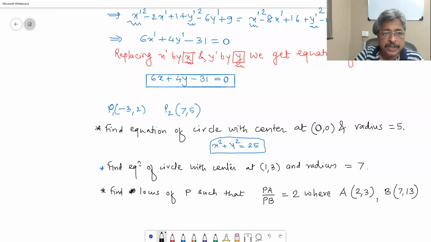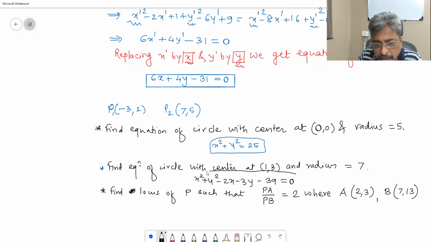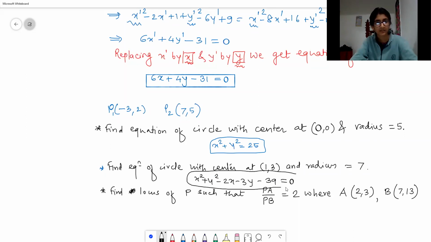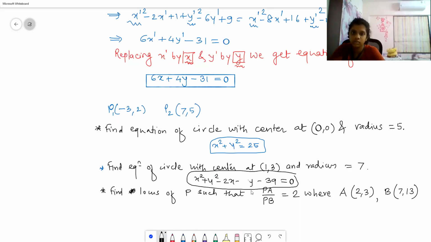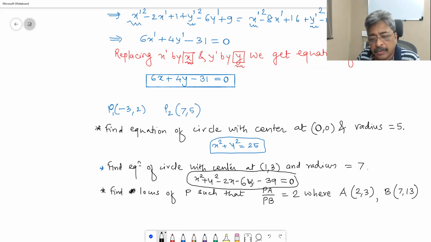Okay, can you tell me what is the answer for the earlier problem? I mean this problem, x square plus y square minus 2x minus 6y minus 39 is equal to 0.